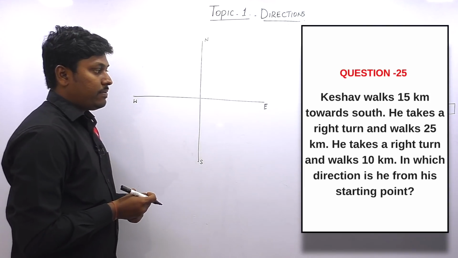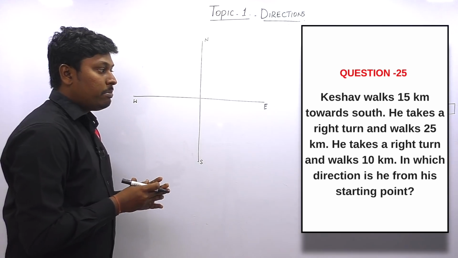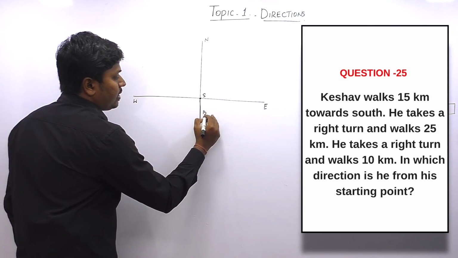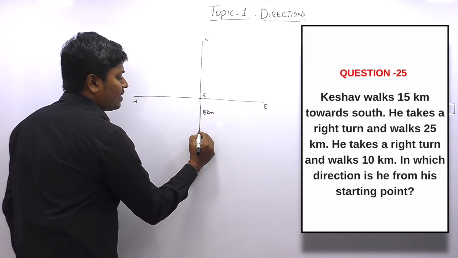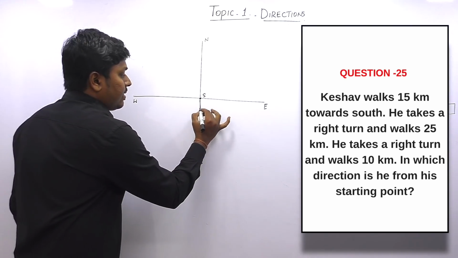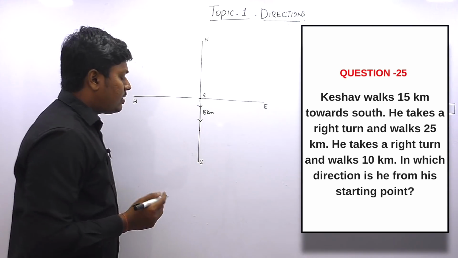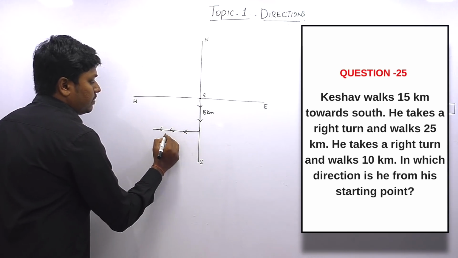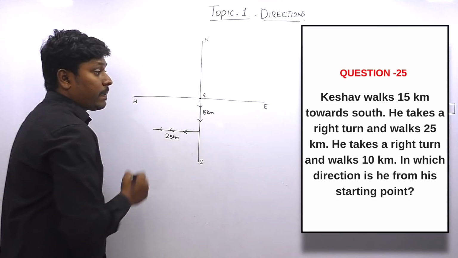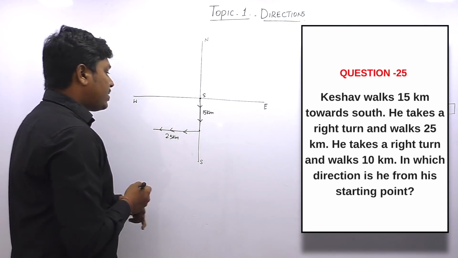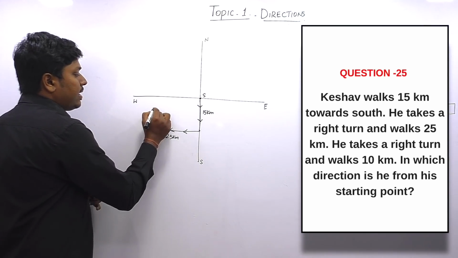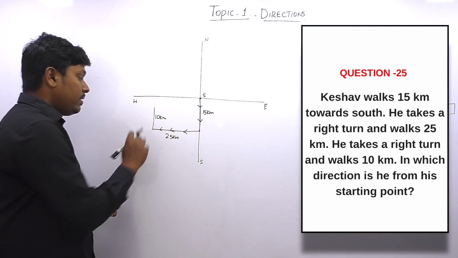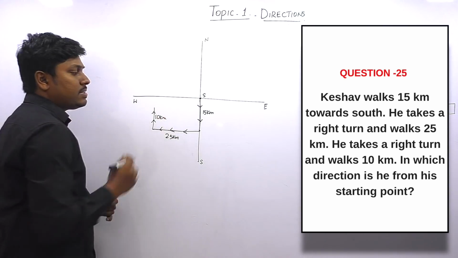Question number 25. Keshav walks 15 km towards south. So from the starting point Keshav is walking 15 km towards south. Then he takes a right turn and walks 25 kilometers. So right hand side will be this side and he is walking 25 kilometers. He takes a right turn and walks 10 kilometers. Again from this point he is taking a right turn and he is walking 10 kilometers. We know that this total distance will be 15. So 10 kilometers will be 3/4 of the distance.